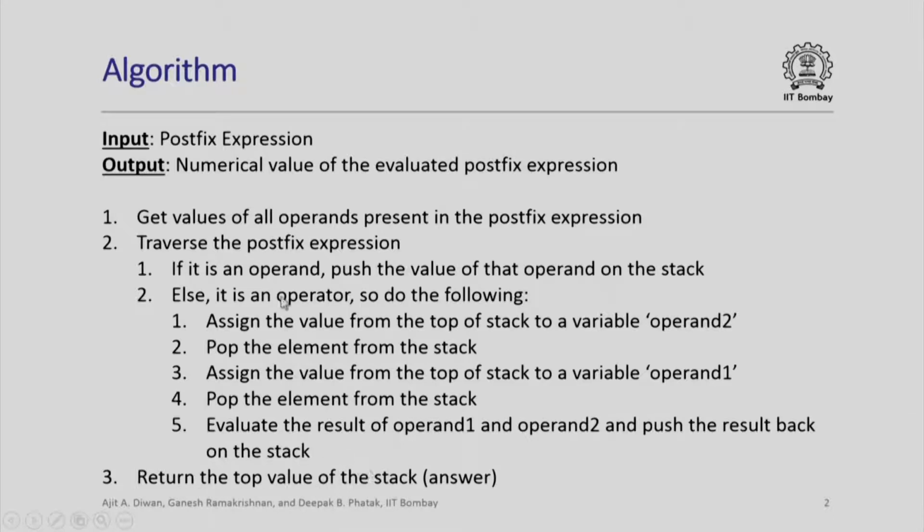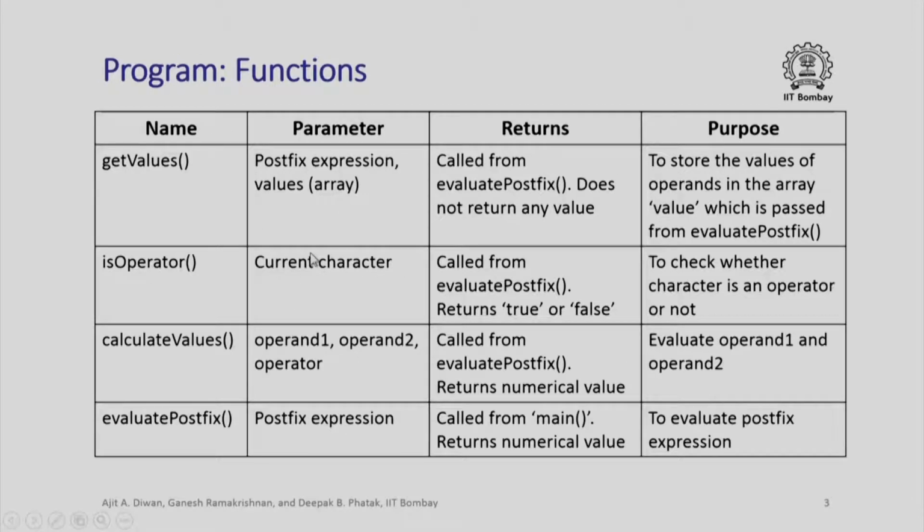This simple algorithm, let us quickly see the C++ program which implements this algorithm. In our program, we will write several functions. The first function is get values. All that it does is store the values of the operands in the array. The values array will contain individual values in different elements. The parameters to this function are the postfix expression and the array.